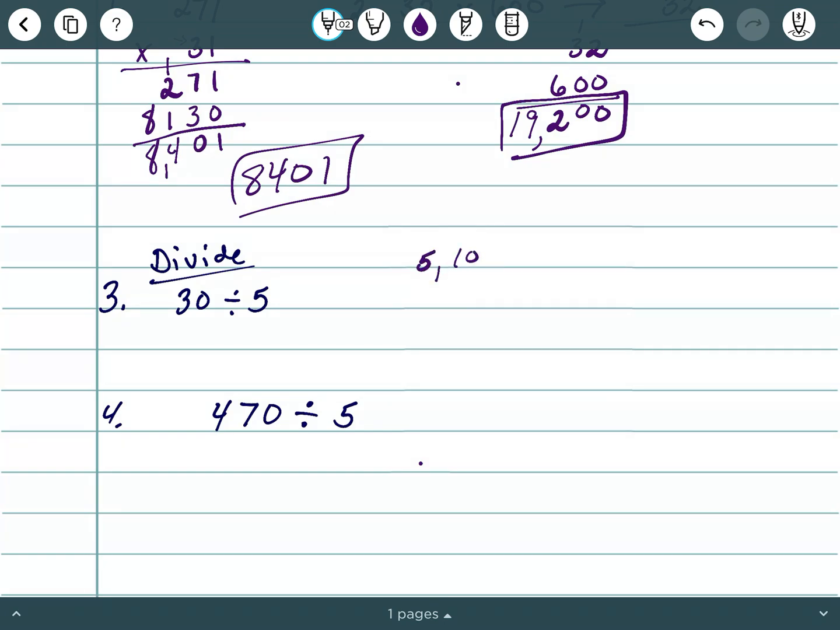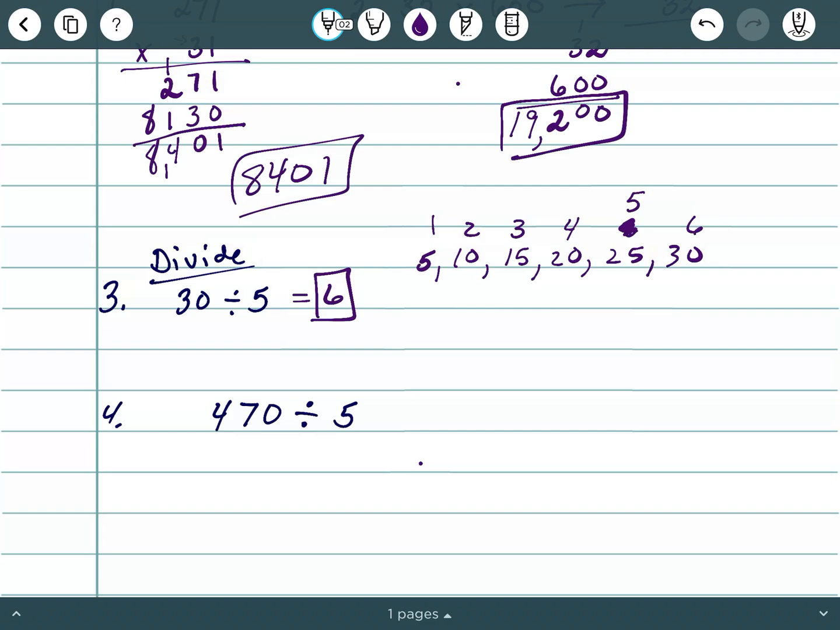Well, I can even write that out. 5, 10, 15, 20, 25, 30. So 5 times 1 is 5, 5 times 2 is 10, times 3 is 15, times 4 is 20, times 5 is 25, times 6 is 30. So 30 divided by 5 is 6. Okay?